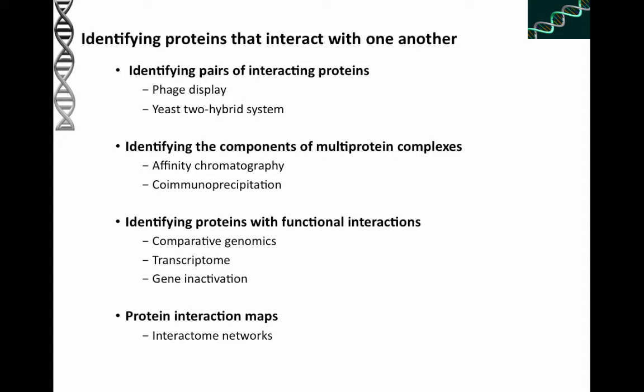We first reviewed identifying pairs of interacting proteins, and we focused on the yeast-2 hybrid system. For identifying components of a multiple protein complex, there's affinity chromatography and co-immunoprecipitation. I put up the video tutorials of the yeast-2 hybrid system, affinity chromatography and co-immunoprecipitation on Moodle, so make sure you review those.